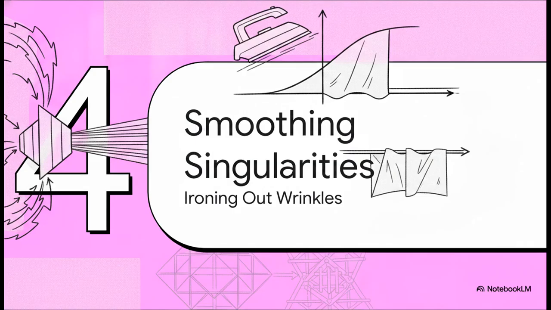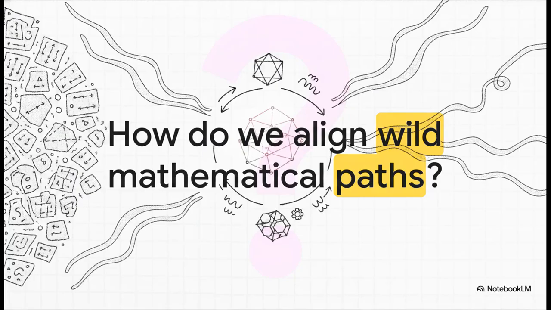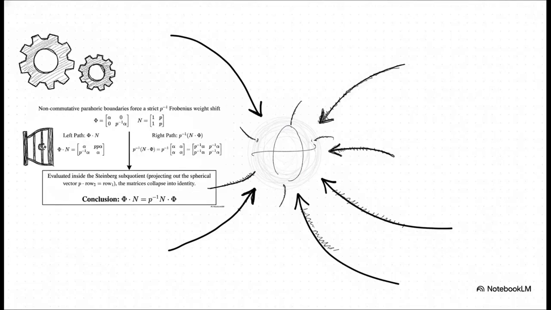Smoothing the local singularities. Okay, so the noise is isolated, right? But now we're staring down incredibly dense, wildly different matrices at the local level. How on earth do we force these completely divergent mathematical paths to align so we can actually build out our global structure? We pull it off using non-commutative parahoric boundaries.